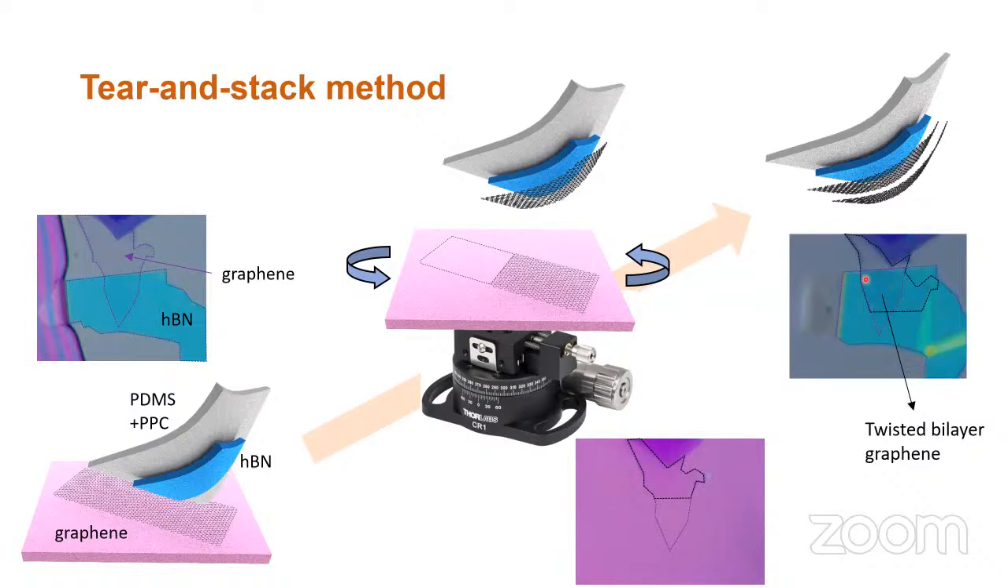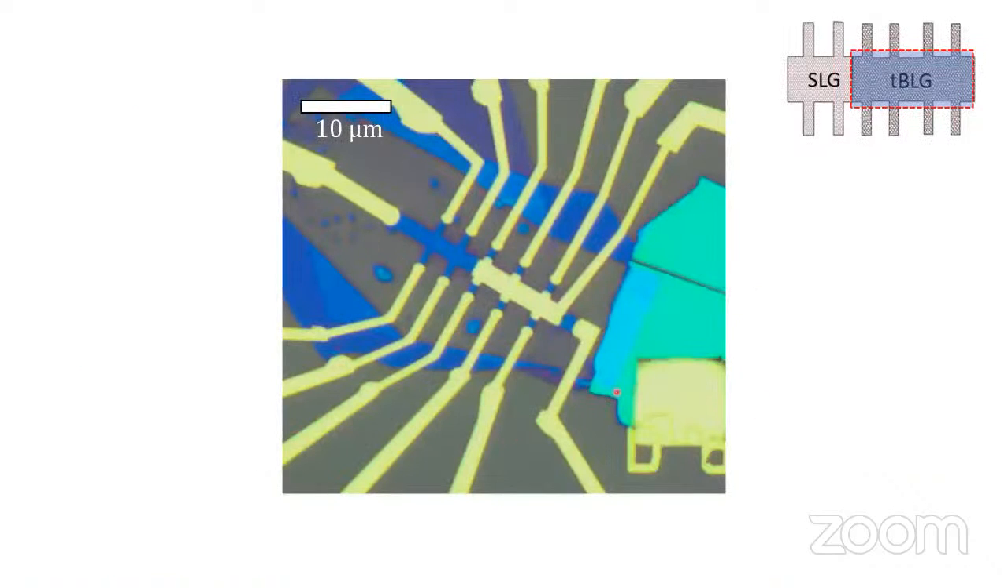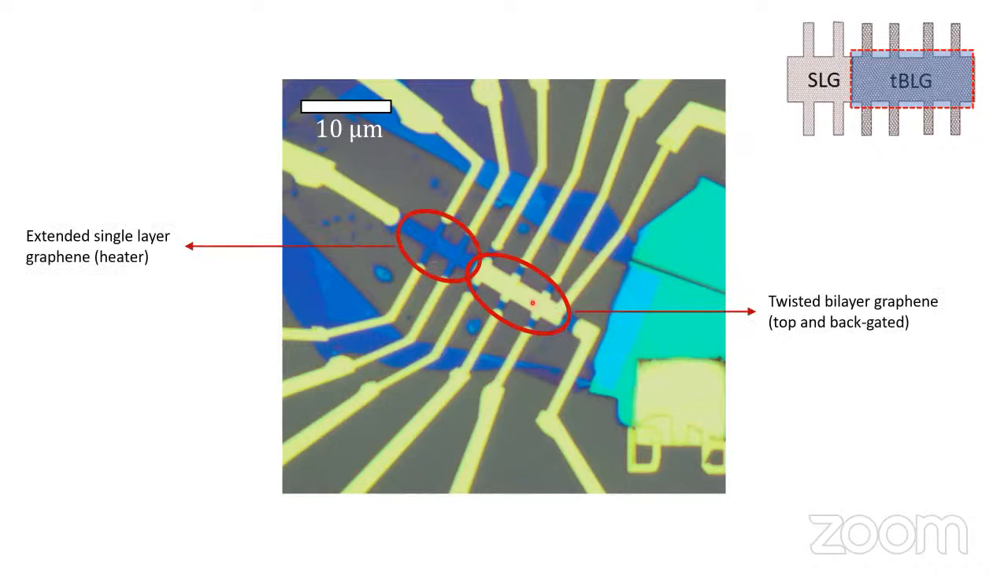So we make these samples. The typical devices look like this. We always make them in such a way that a single layer part is protruding out of the twisted bilayer region. So this is a twisted bilayer region, and this is a single layer graphene region. The goal here is simply that this is our sample and this is the heater. We pass a large heating current through the single layer and create a temperature difference across the length, and you can measure this. This is an additional device geometry that we have started working on recently.